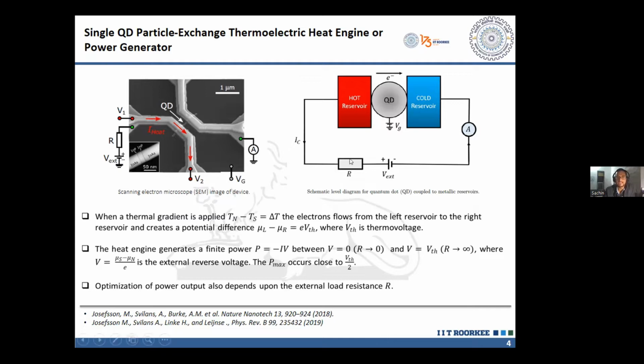This second one is the schematic diagram for the experimentally fabricated device. There are two conditions. The first is when there is no load resistance in the external circuit, so we have to apply an external voltage to counterbalance these thermally induced electrons. Then there is generation of power output, which is zero when the voltage V is equal to zero and when V is infinite, and the maximum power output lies when the thermal voltage is V_th by 2. When there is an external load resistance in the circuit, then we have to optimize it to find the maximum power output.